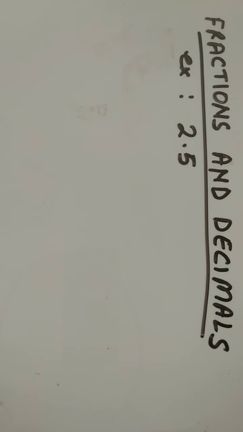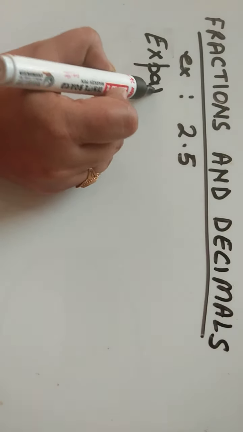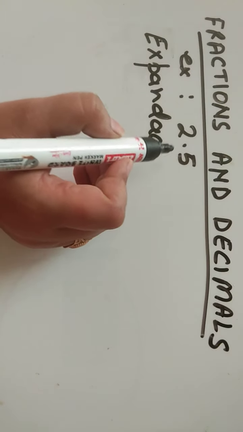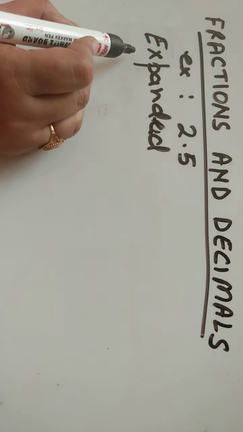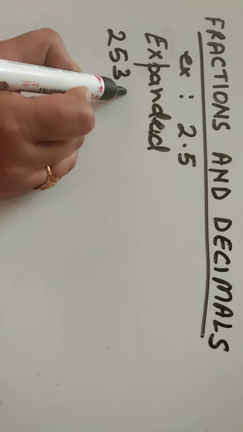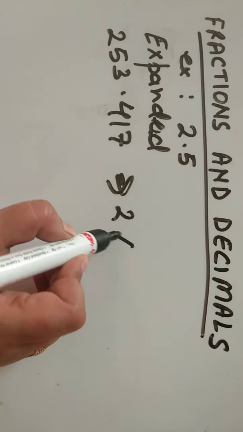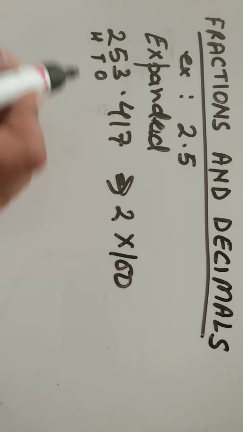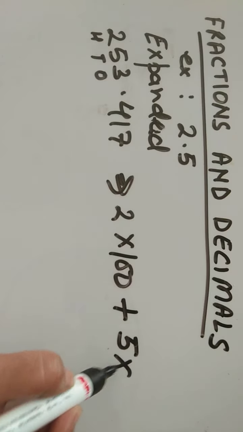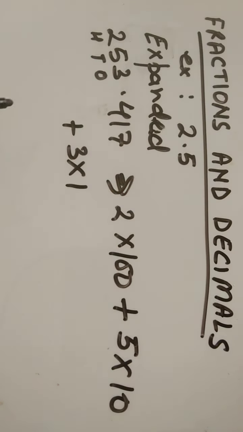So first of all, the expansion. First of all we will discuss the expanded form. When we talk about the expanded form, if the number is 253.417, the expansion is 2 multiplied by 100, because it is ones place, tens place, hundreds place. Then 5 will be multiplied by 10, then 3 multiplied by 1. This is all regarding the numbers before the decimal.